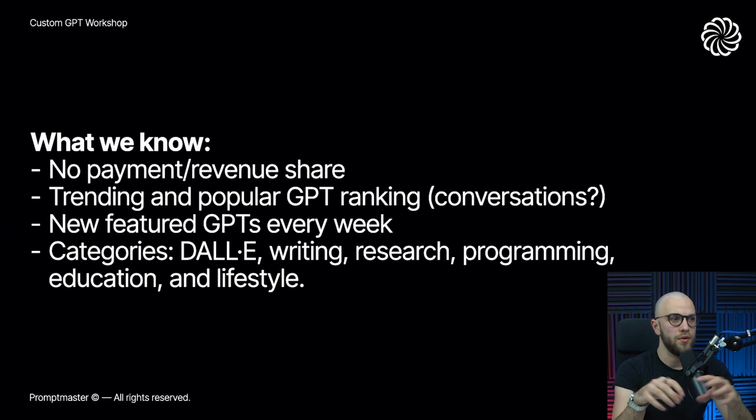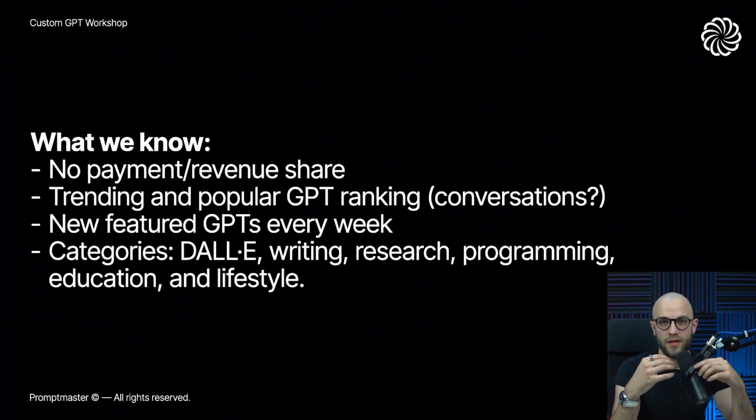They have trending and popular GPTs that are being ranked. My strong assumption is that it is based on how many conversations the GPT has. So those people who jumped on this on November 8th when it came out and they started sharing their GPTs on X.com and Instagram and everywhere and blogs and GPT collector sites and so on, and they got like thousands of people using them. They are the ones that are right now on the GPT Store. So conversations is what's going to first rank the GPTs. They promise that they're going to share new featured GPTs every week with categories like daily, writing, research, programming, education, lifestyle.